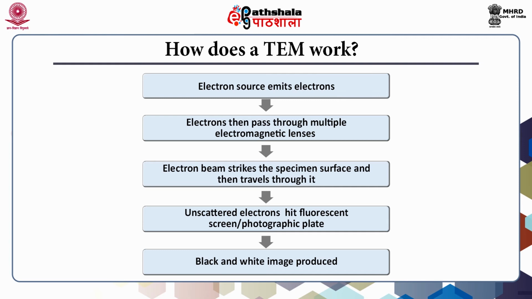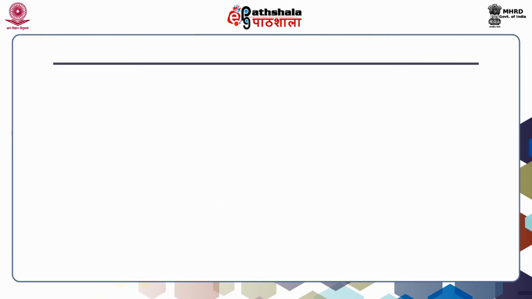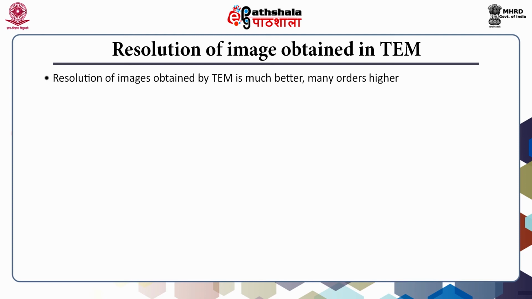The image can be studied directly or photographically with a camera. The image can be manipulated by increasing or decreasing the speed of electron flow or by changing the electromagnetic wavelengths. The resolution of images obtained by transmission electron microscope is much better and many orders higher than that of the light microscope.